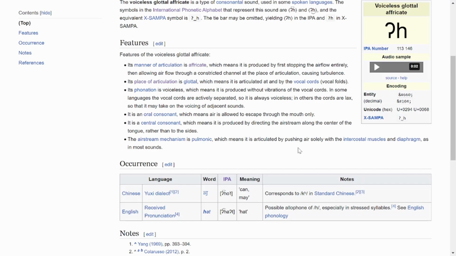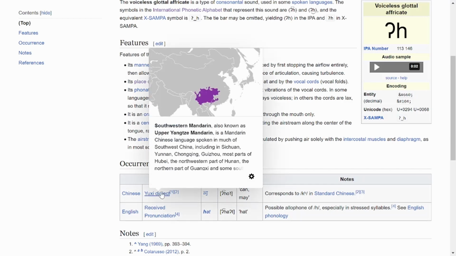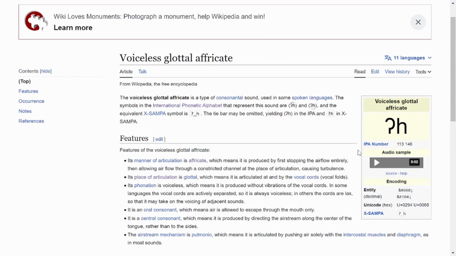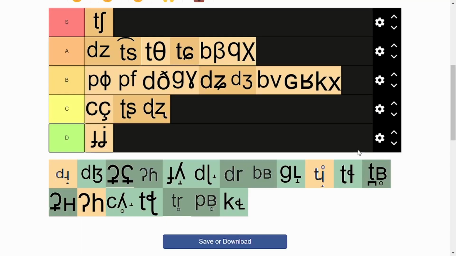In the Yushi dialect, I think it's like Western Mandarin, Southwestern Mandarin. So it's technically a different language from Mandarin, but Southwestern Mandarin, and then the Yushi dialect in there, you have what would be an aspirated K in Mandarin becoming this sound. So I really like this one, mostly because it's fun to say as well.